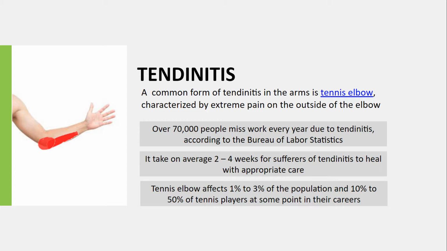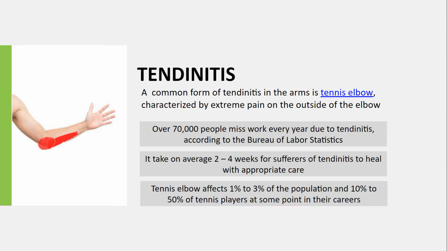Tendinitis refers to pain in the joints area of the body. A common form of tendinitis in the arms is tennis elbow, characterized by extreme pain on the outside of the elbow. The most susceptible group of people to tennis elbow are athletes, painters, carpenters, and butchers, who frequently overload the tendons in their elbows.